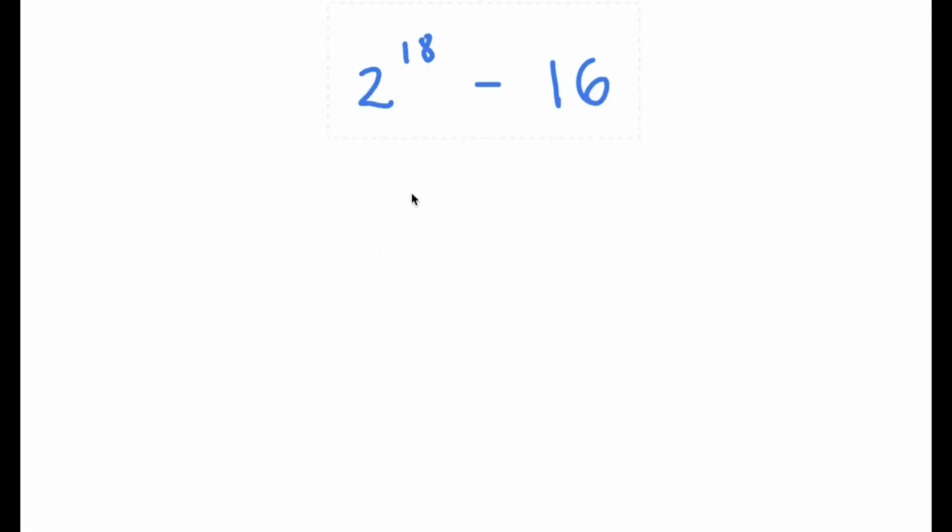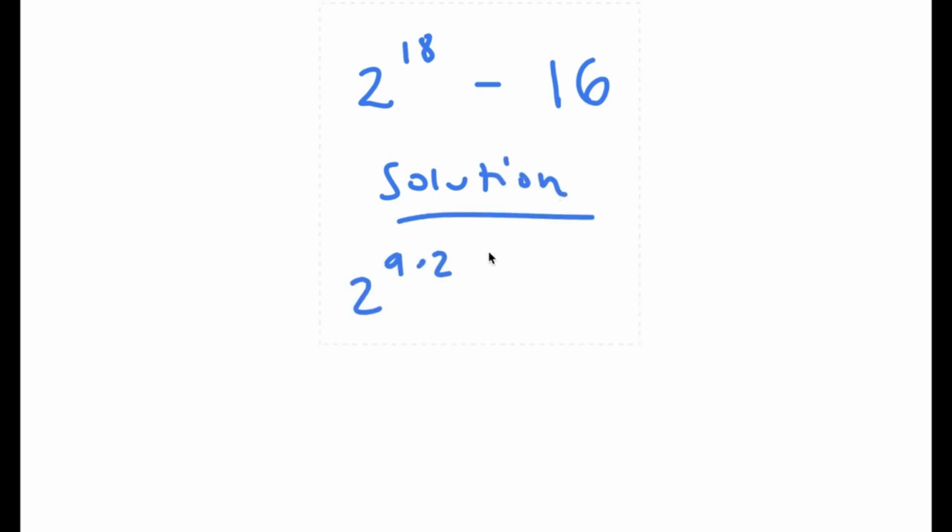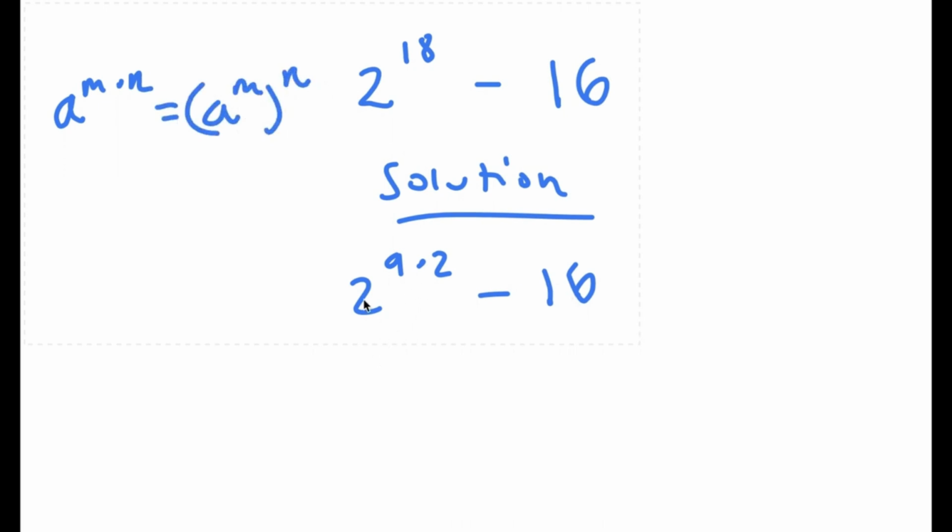All right, so in this problem, I have 2 to the power of 18 minus 16. So to solve this, what I'm first going to do is rewrite 2 to the power of 18 as 2 to the power of 9 times 2, because 18 is equal to 9 times 2. So now I have 2 to the power of 9 times 2 minus 16. Now, if I have something in the form a to the power of m times n, this is equal to a to the power of m to the power of n. So in this case, 2 to the power of 9 times 2, I can write as 2 to the power of 9 to the power of 2.